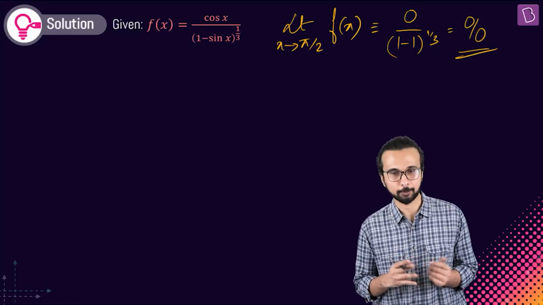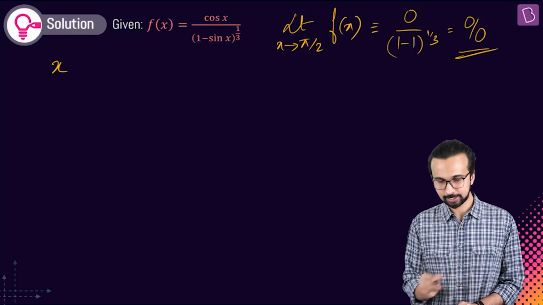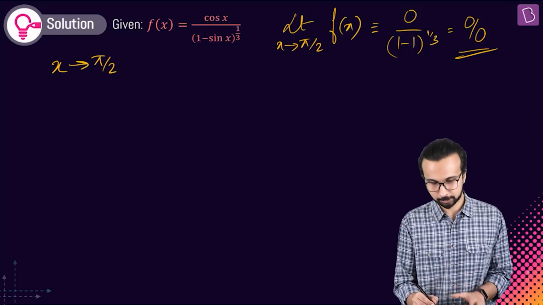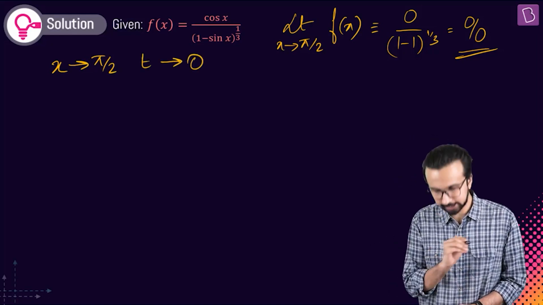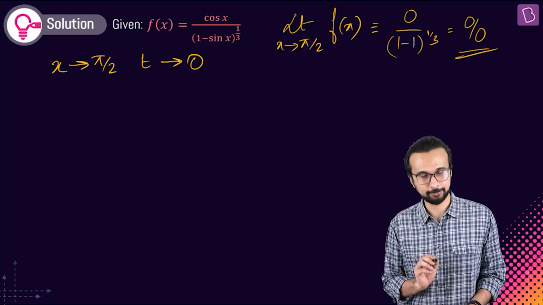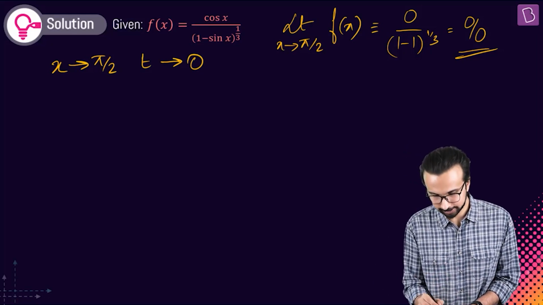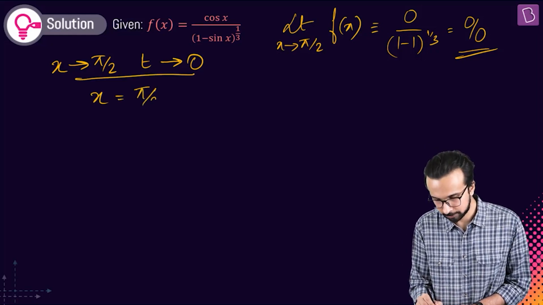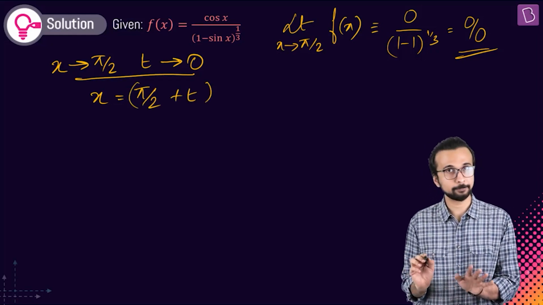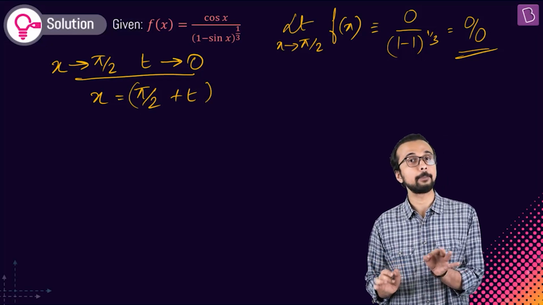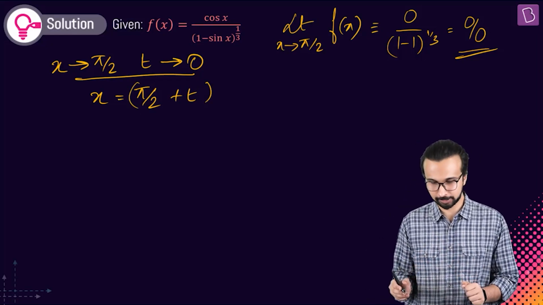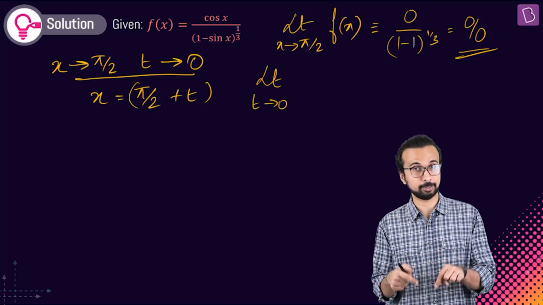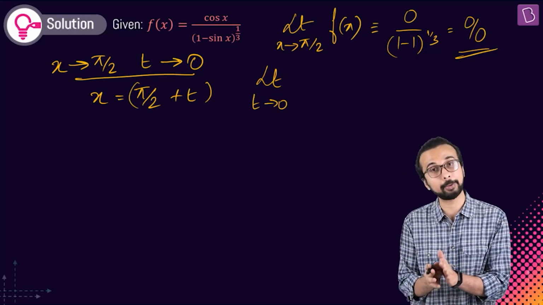Now let's change this. x is tending to pi by 2, and I would like to convert it to a t which tends to 0. So I will write the relation between x and t: x is equal to pi by 2 plus t. So x will be replaced with pi by 2 plus t. Then what happens to the limit? It becomes the limit t tending to 0, where we are replacing x with pi by 2 plus t.